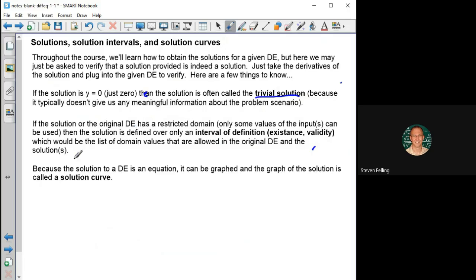Okay, and then one last thing, because the solution to a differential equation is an equation itself, it can be graphed, and the graph of that solution is referred to as a solution curve. We're going to see more of that in later sections. All right, so this first section was all just about terminology, and you should have enough to be able to do the 1.1 homework at this point.